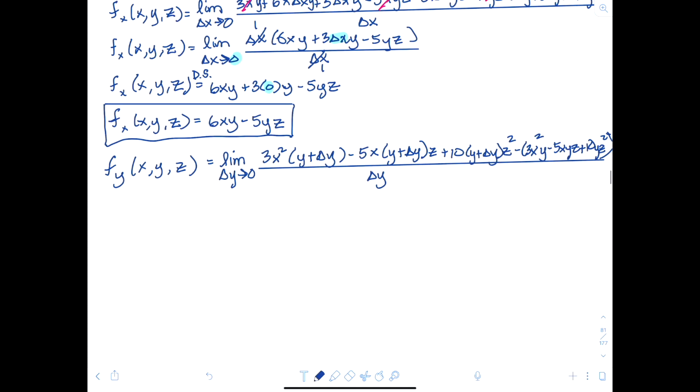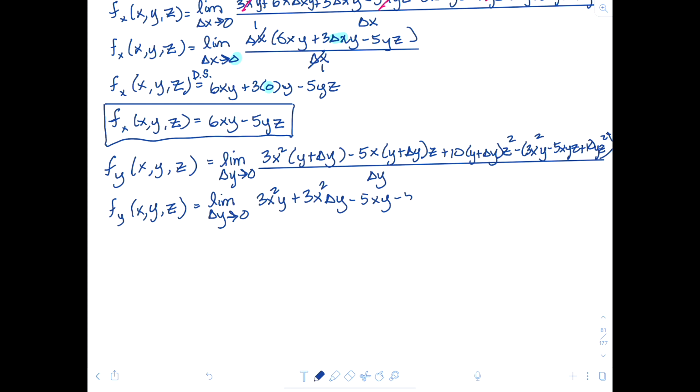Okay, so cleaning it up a bit, we will have the limit as delta y approaches 0 of 3x squared y plus 3x squared delta y minus 5xy minus 5x delta y, and both of those, I'm sorry, have z's in them on the right.